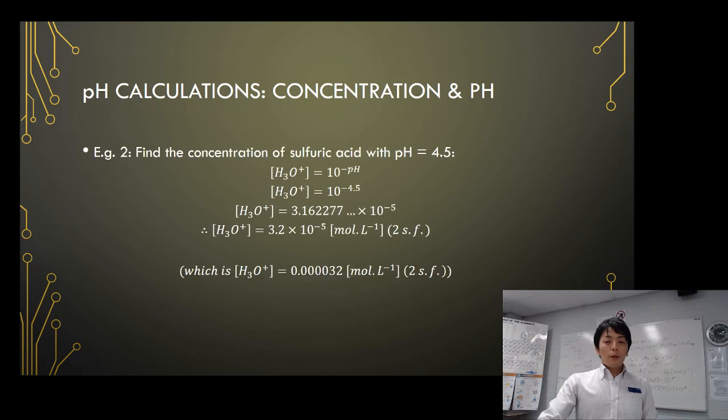If you're working in decimals, 0.000032 would be a number in two significant figures, but it's not really a good looking number. So let's use scientific notation here.